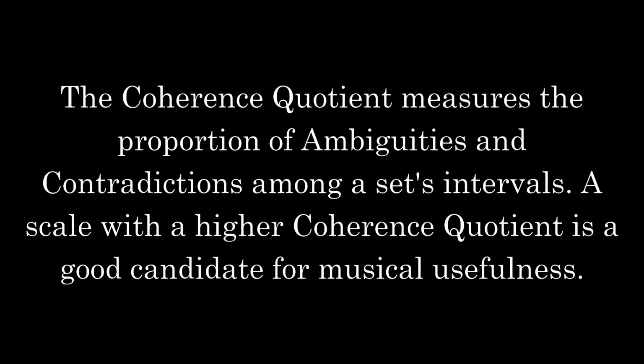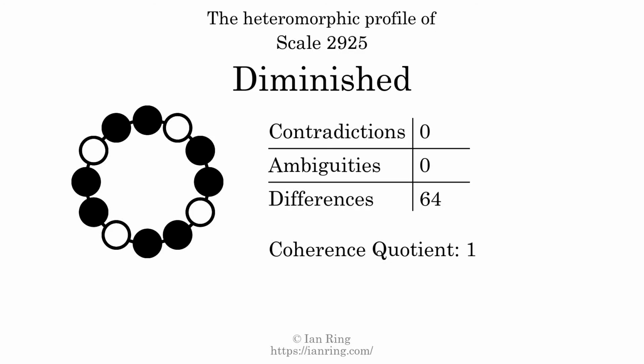The coherence quotient measures the proportion of ambiguities and contradictions among a set's intervals. A scale with a higher coherence quotient is a good candidate for musical usefulness. The coherence quotient is 1.